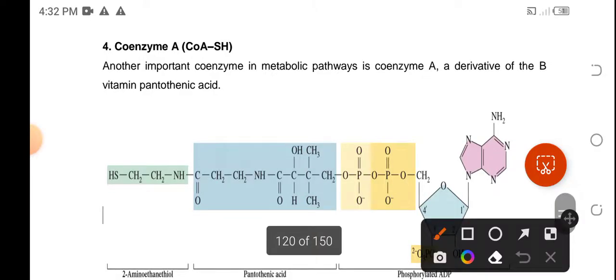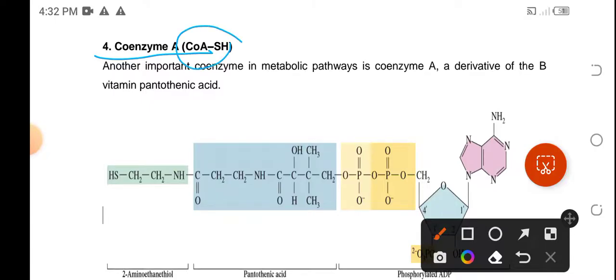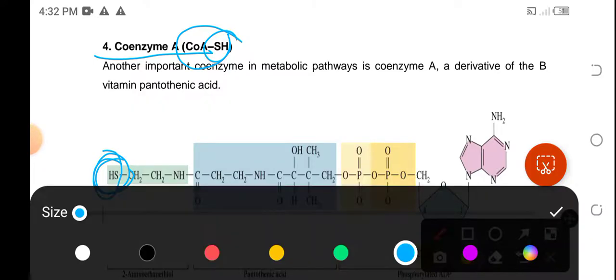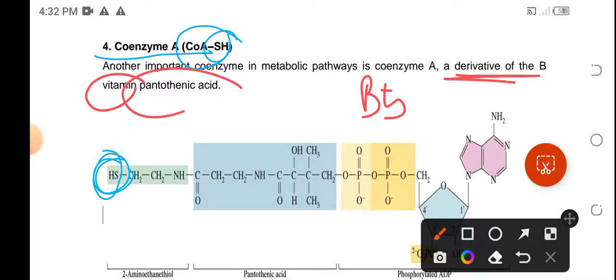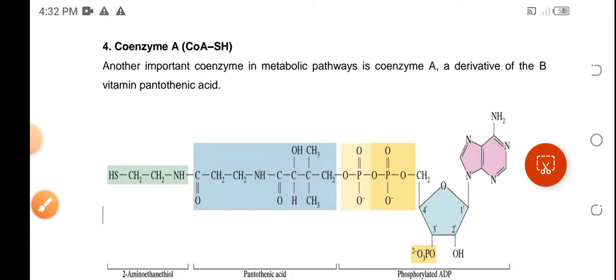Okay. For the last important biochemical or metabolism intermediate, we have the coenzyme A, or pag sinusulat natin, CoASH. Bakit yung SH na isusulat? Ito yung SH na nasa dulo. Because that is the active component of the coenzyme A. So this is derivative of B vitamin, particularly B5. I think B5 pantothenic acid. Okay?